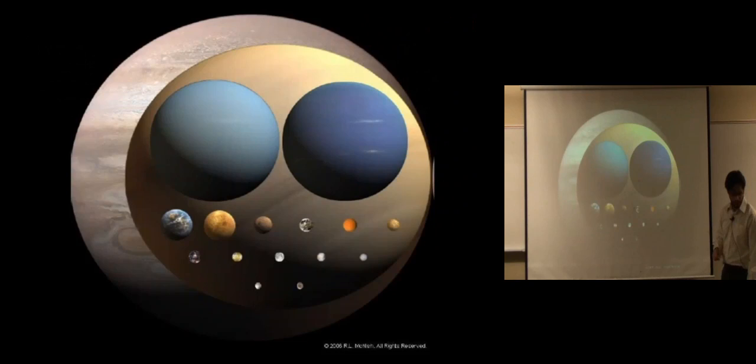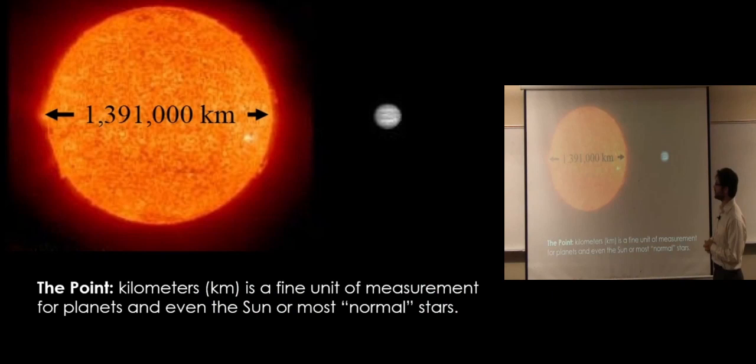Okay, so the moral is we've got the rings of all the gas giants. In fact, they all do have rings, not just Saturn. Kilometers are totally fine for this. So it looks like we're in really good shape. And in fact, kilometers will work for our sun, too. It's a wonderful coincidence that it's about 10 Earths across Jupiter in diameter, and it's 10 Jupiters across the sun, Earth's sun. So 1.4 million kilometers.